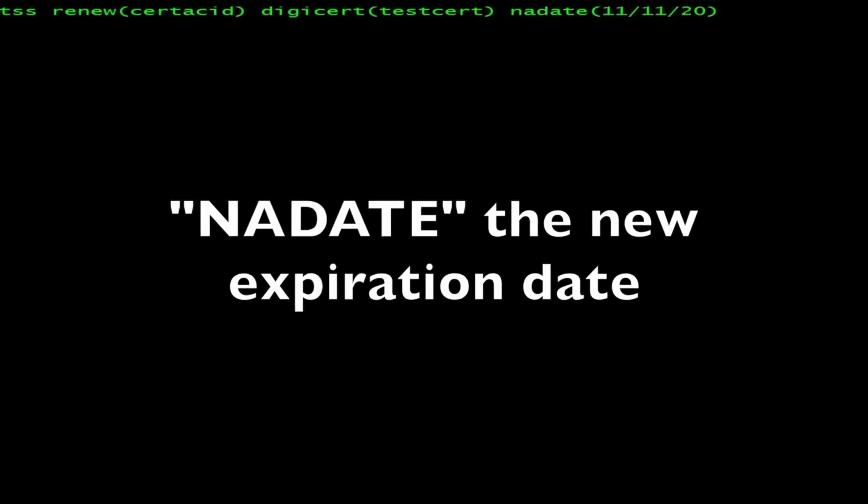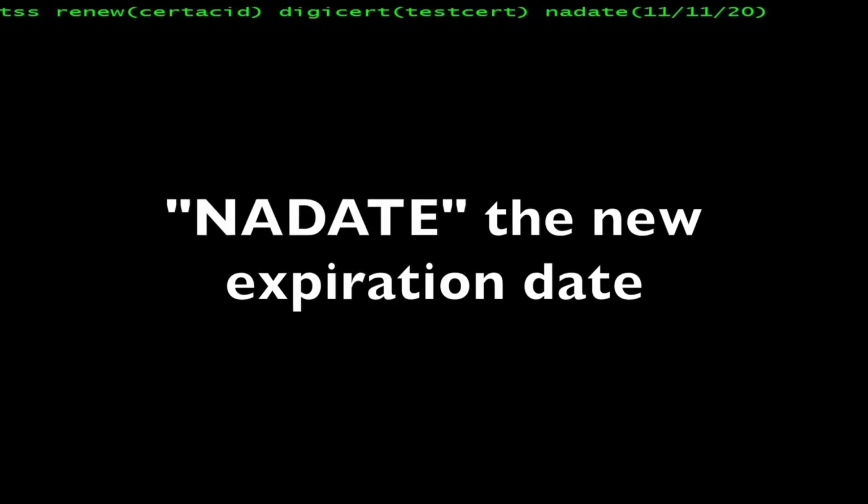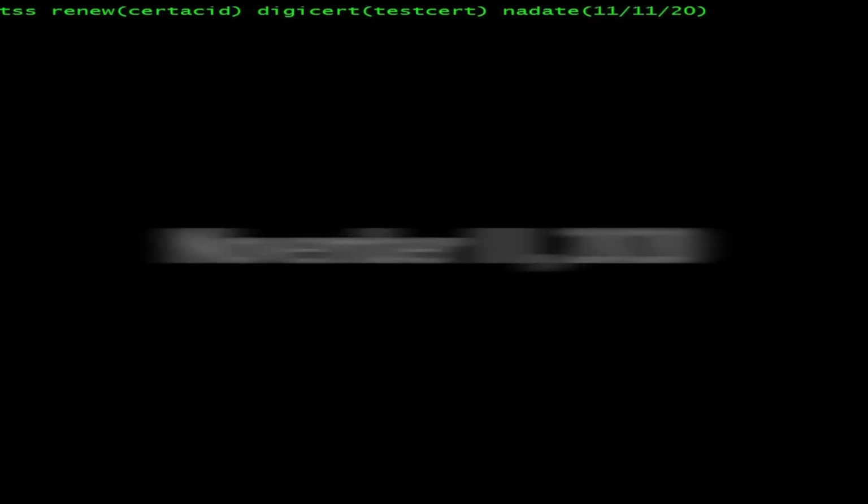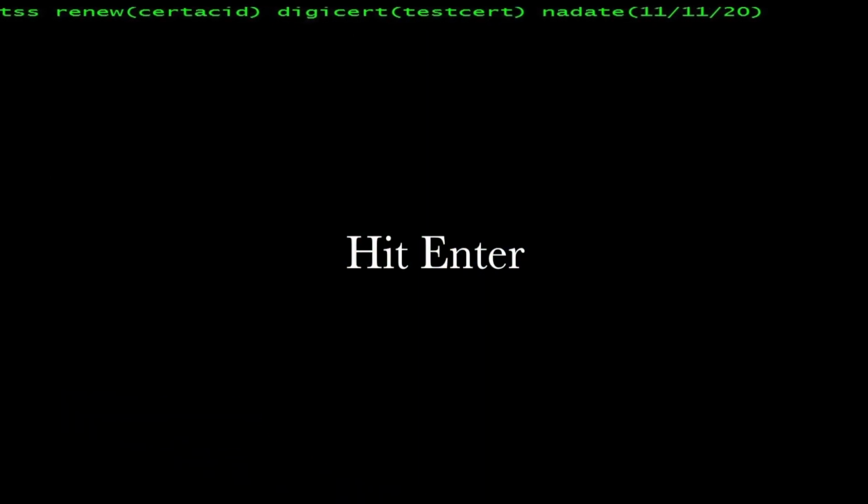Next, we specify the NADATE keyword, which specifies the new expiration date. In this example, November 11th, 2020 is when the certificate will be set to expire. Hit enter, and the certificate will be renewed.